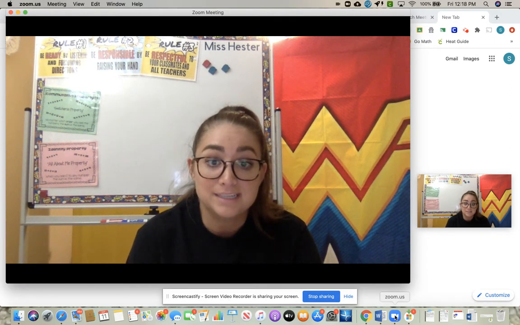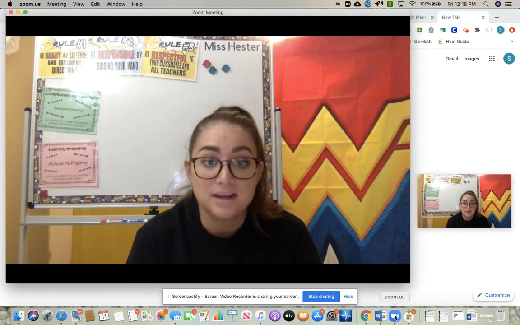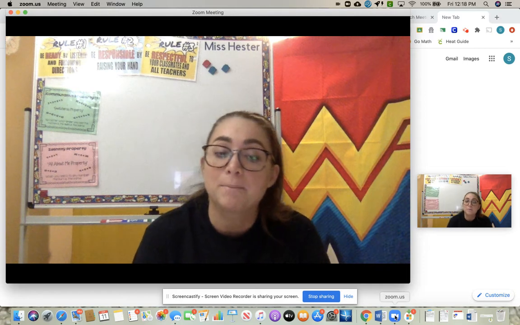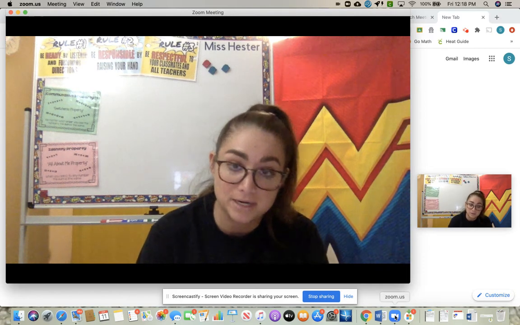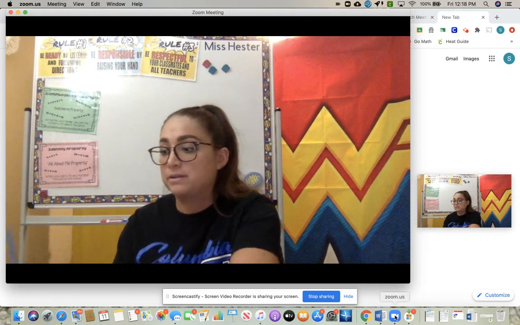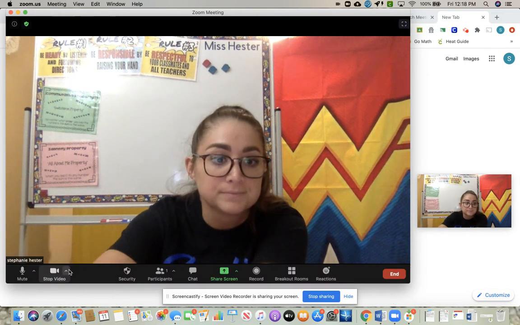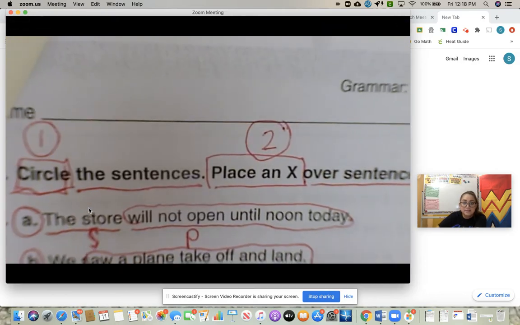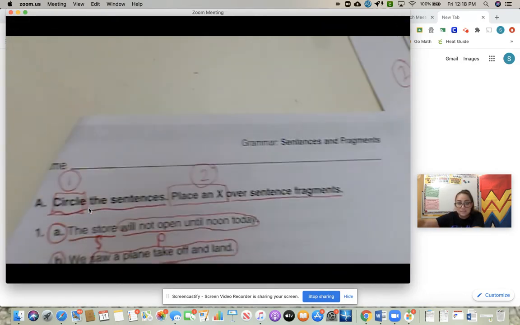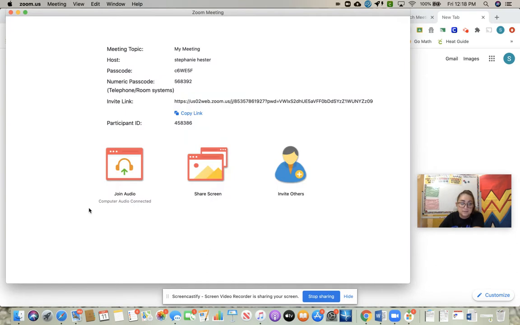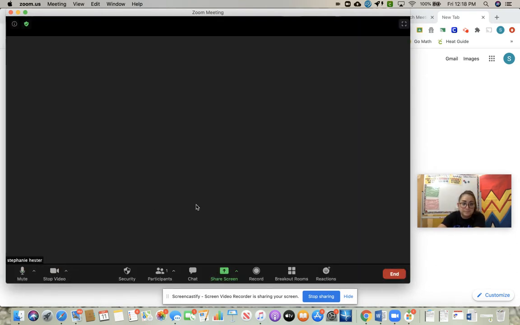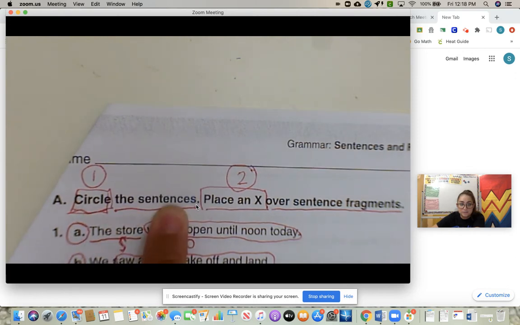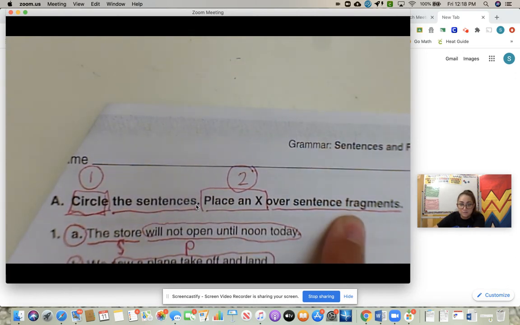Once the students identified the sentences, then they told me what part of the sentence was a subject and what part of the sentence was a predicate. So I'll just show you the first one. Okay, so we had to dissect the instructions. So we're circling first the sentences and then an X over sentence fragments.